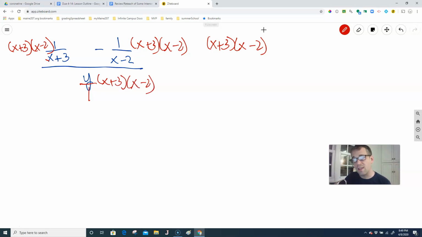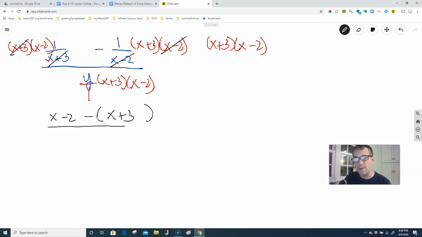The next thing I'll do is start to cancel off these different denominators and work with whatever's left. So these x plus 3's cancel off, leaving just that x minus 2. This big fat minus sign, of course, is still here, so I better put a parenthesis down to remind myself whatever's left gets subtracted. In this portion, these x minus 2's cancel off, leaving just the x plus 3.